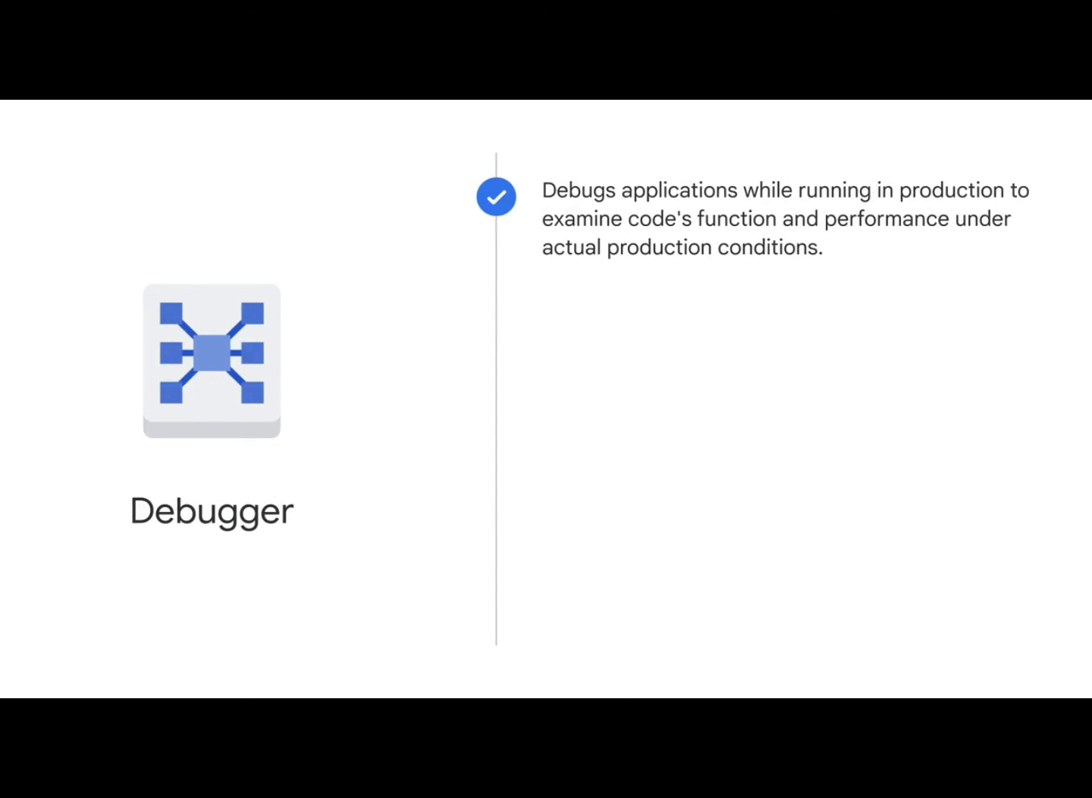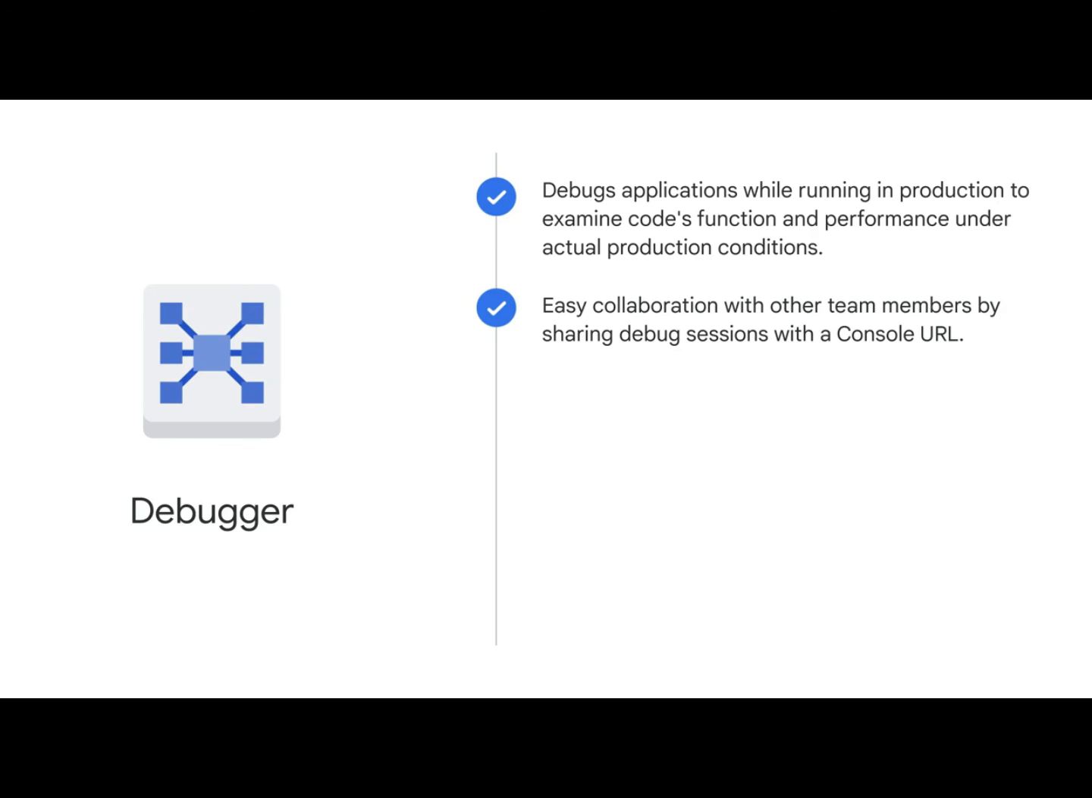Cloud Debugger lets you debug your applications while running in production, without stopping them or slowing them down, so you can examine your code's function and performance under actual production conditions. It's easy to collaborate with other team members by sharing your debug sessions simply by sending the console URL.